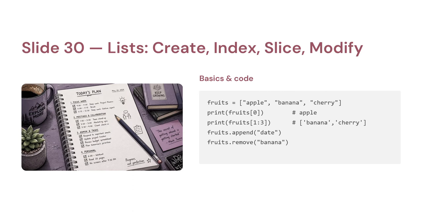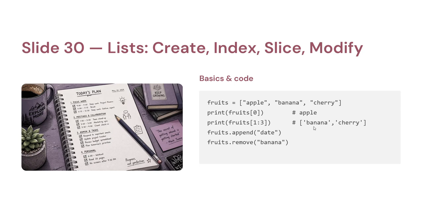Finally, let's discuss the most commonly used collection, the list. A list allows us to store multiple items in one variable. For example, here you can see fruits is equal to apple, banana, cherry. Here we have three values stored together. Accessing elements, Python uses indexing. Important, Python indexing starts from 0. So index 0 means apple.